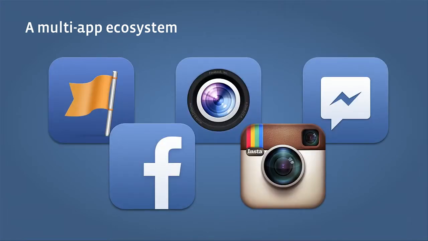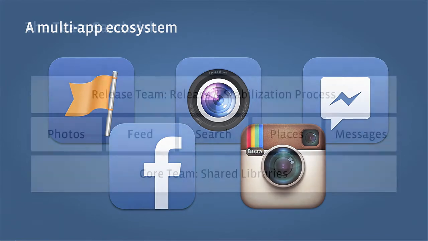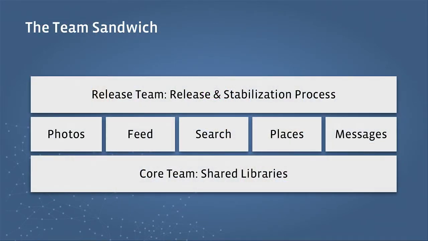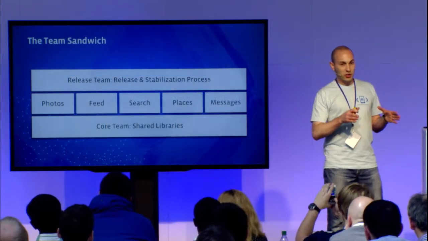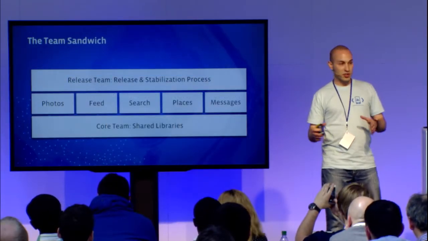So we restructured things into what I like to call the team sandwich. And the team sandwich has a few different layers. Down at the bottom, we have the core team, and they build the infrastructure that's used by the rest of the products. On top of that are the product teams. Now, the product teams are separate, but they build their product features based on the infrastructure from the core team.